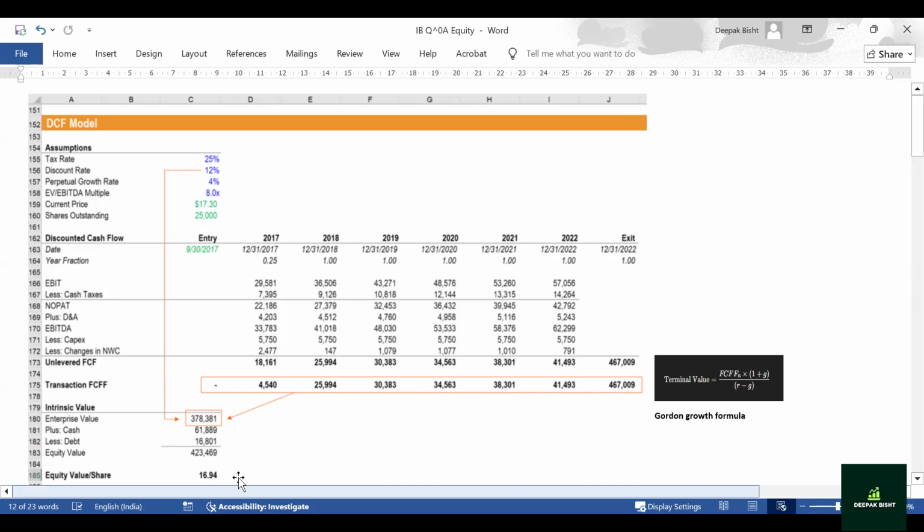Overall, DCF tells you what the company is worth today purely on its ability to generate cash inflow in the future. So if the economy is doing well, there will be changes.